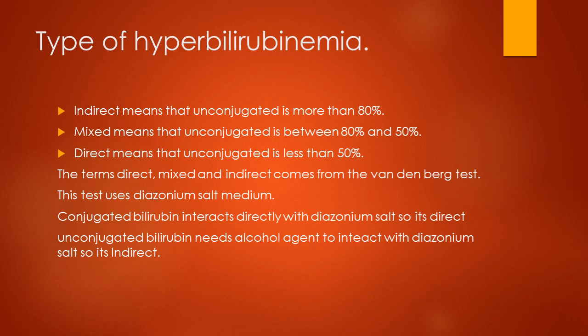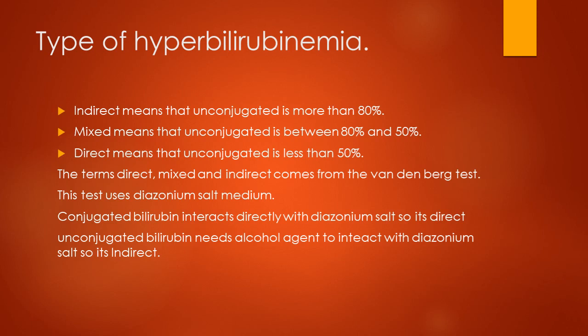Lastly, the types of hyperbilirubinemia. They depend on the levels of unconjugated and conjugated bilirubin. In indirect, around 80% of the accumulated bilirubin is unconjugated, while the conjugated bilirubin is less than 20%. This occurs in prehepatic jaundice that's mostly caused by hemolysis. In mixed, we have both conjugated and unconjugated. The levels of unconjugated are between 50 to 80%, while conjugated bilirubin is between 20 to 50%. In direct, it's mostly conjugated bilirubin in the blood. Unconjugated levels are less than 50%.